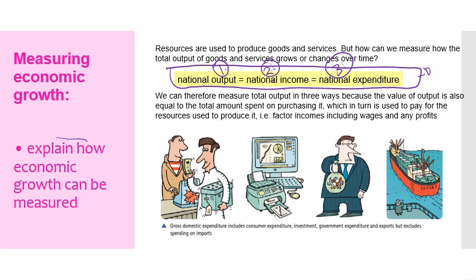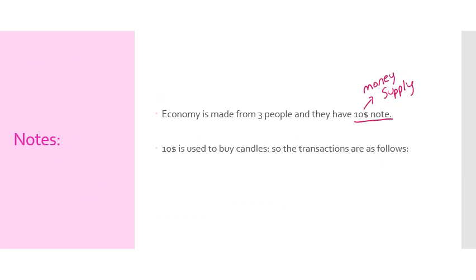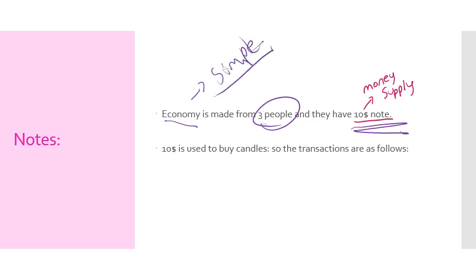Let us have a look. An economy is made up from 3 people, and they have a $10 note. This $10 note is considered to be money supply. Now, 3 people in this economy, I am talking about a hypothetical economy, and it is a very simple economy that does not really exist. But I'm just trying to make it as simple as possible for now. Now, this $10 piece of paper is used to buy candles. So the transactions are as follows.